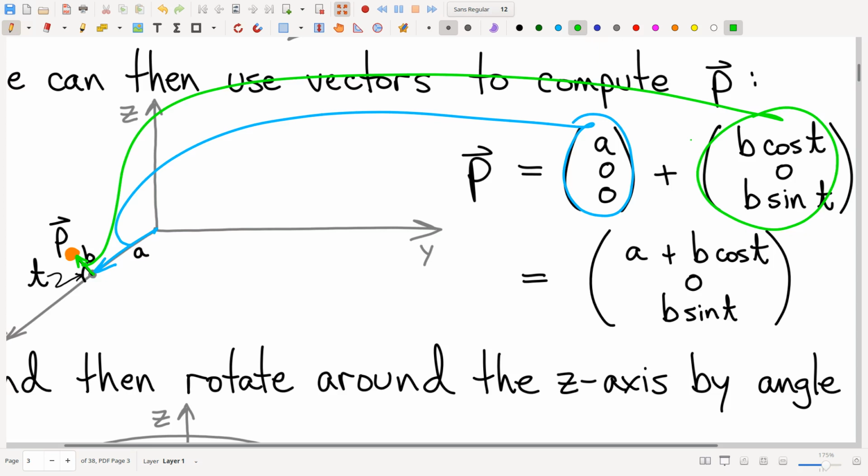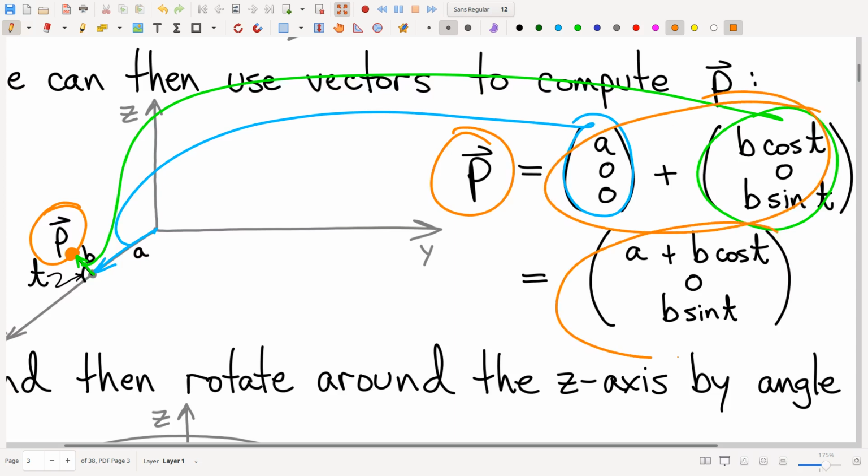Make sure your trig and your geometry is comfortable enough that you can persuade yourself, derive for yourself this right here. And so altogether, our P is the sum of those, which therefore is that. Okay, that's the first step.